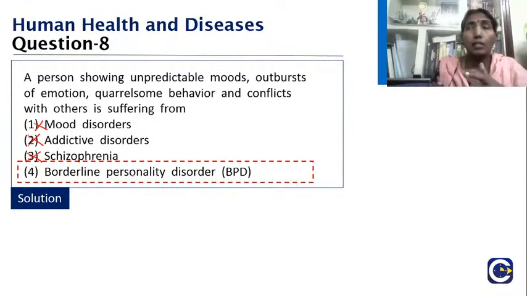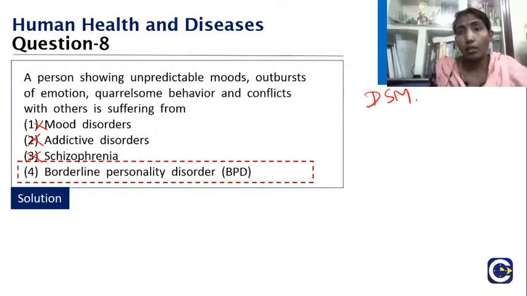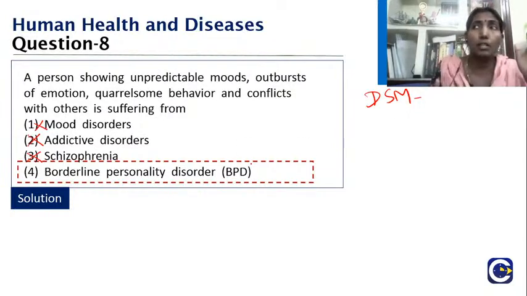So personality disorder is a separate category. We actually have the DSM classification. According to our DSM, there is one classification for personality disorders, and borderline personality disorder is one such.